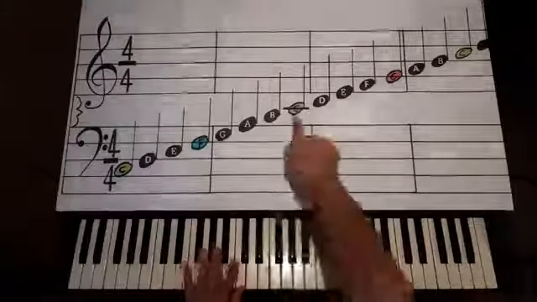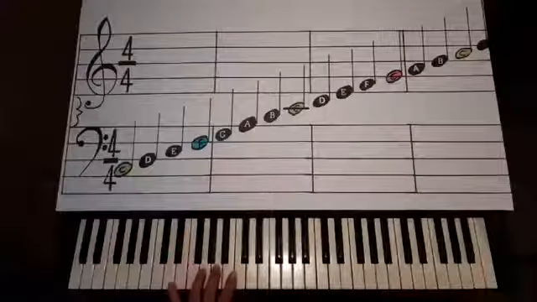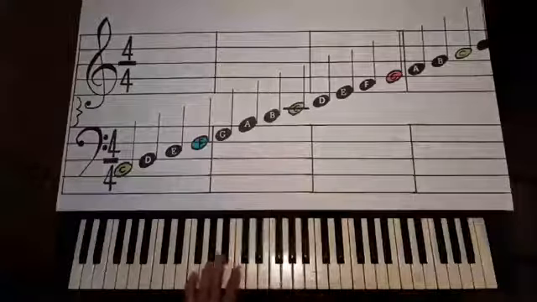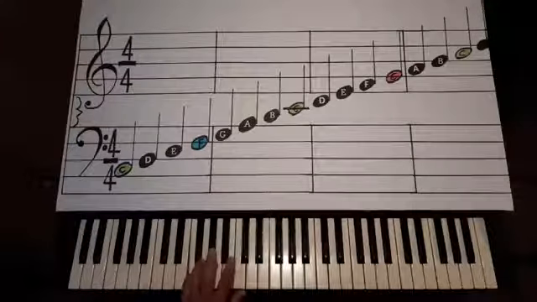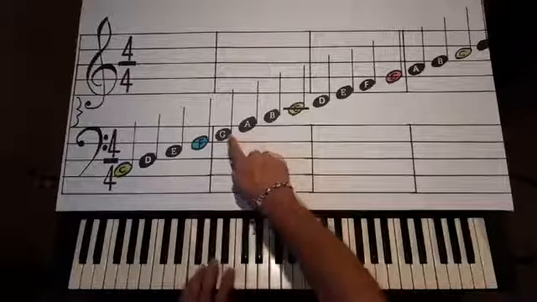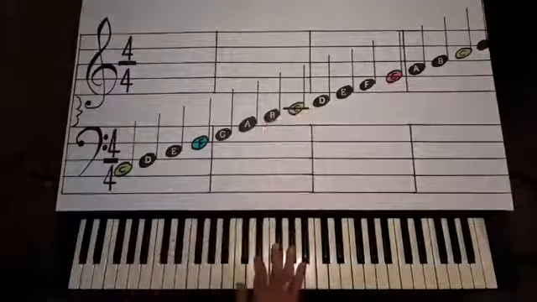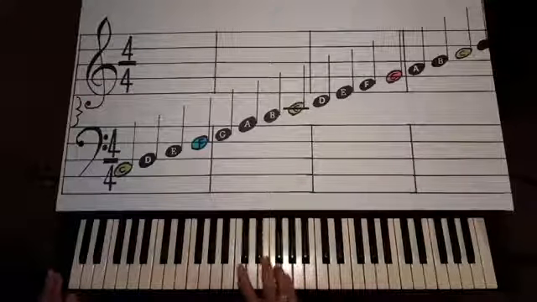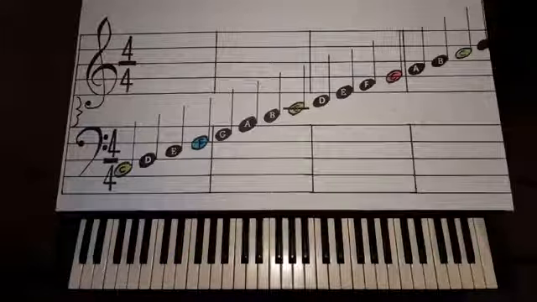And so if we go 5 notes down from C: C, B, A, G, F. This time I didn't do the thumb under because I only need 5 notes. 1, 2, 3, 4, 5. C, B, A, G, F. This is a scale of 5. And then if I go 5 this way, I just use the 5 fingers: 1, 2, 3, 4, 5, and back down. That's a scale of 5 notes.